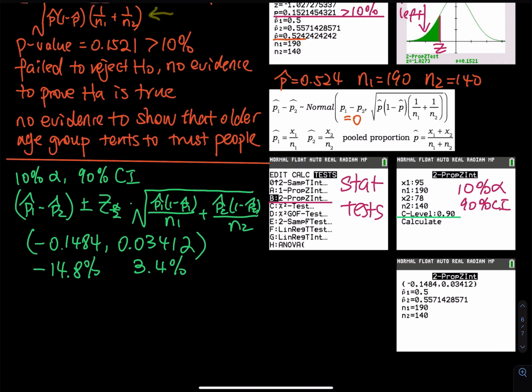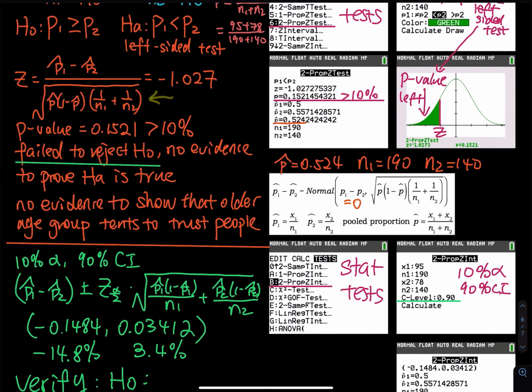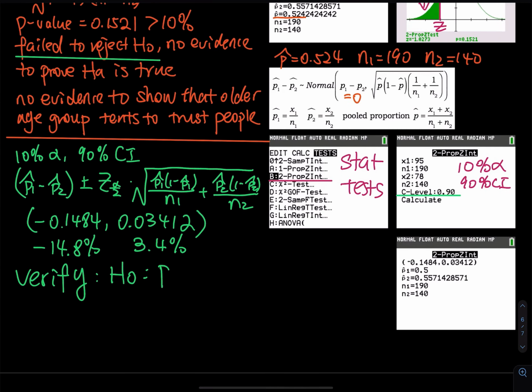So did you see that I just used the p-value to fail to reject H0? So how do you verify that that conclusion is true? So all you have to do is draw a verification, right? I'm trying to verify the conclusion I drew. So I'm going to recall H0. So my H0, what is my H0? My H0 is P1 greater than or equal to P2. So that means P1 minus P2 is greater than or equal to 0.